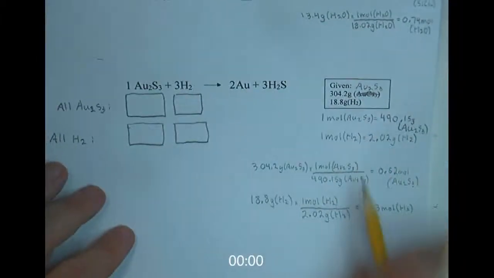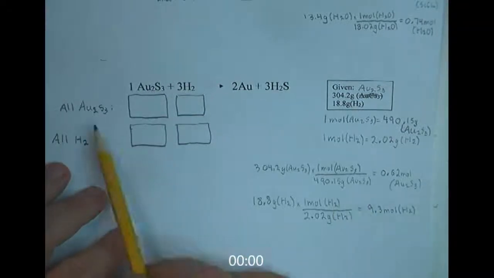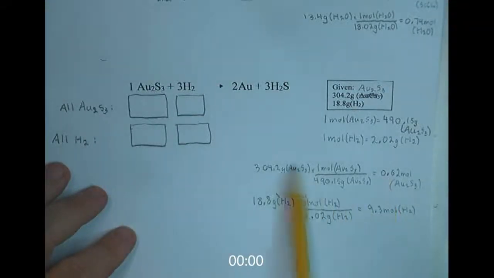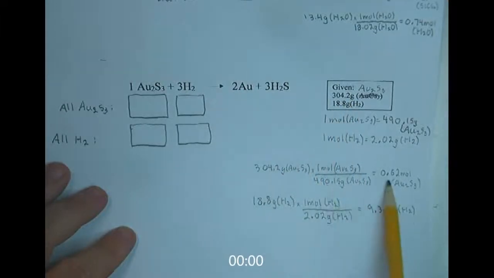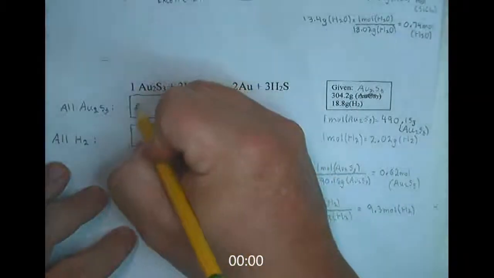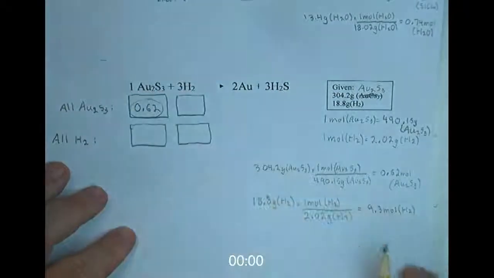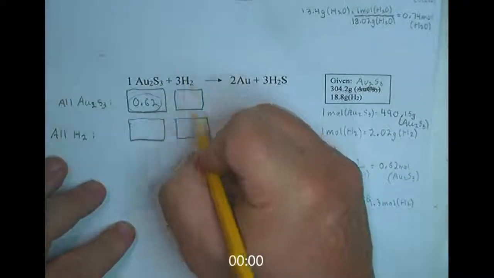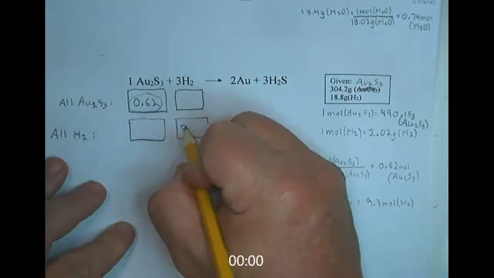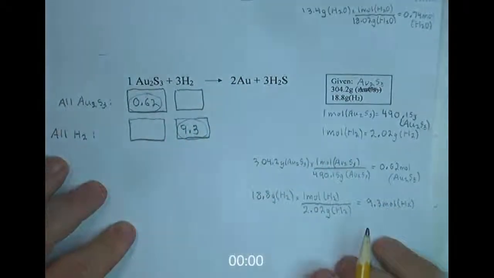Okay, I've already done the conversions over here. So let's go ahead and do that. So how much Au2S3 were we given? We were given, if you convert the 304.2 grams into moles, that gives you 0.62 moles. So this is 0.62. I'm going to circle that because that's an exact amount we know we were given. For the hydrogen, 18.8 grams converts to 9.3 moles here. So down here, again, we go to the hydrogen column and all the hydrogen, assuming we use all of the hydrogen we were given. That's an exact amount we were given, so I'm going to circle that.